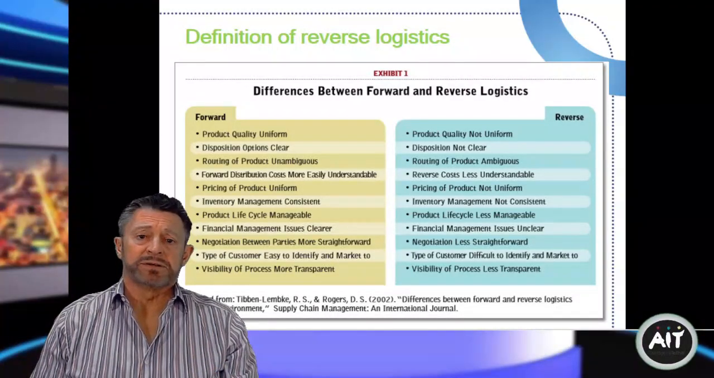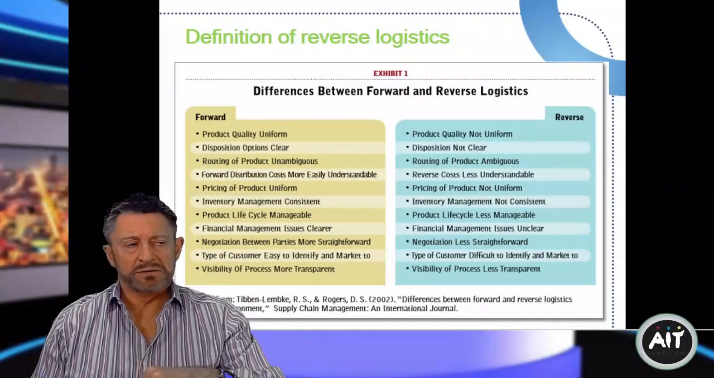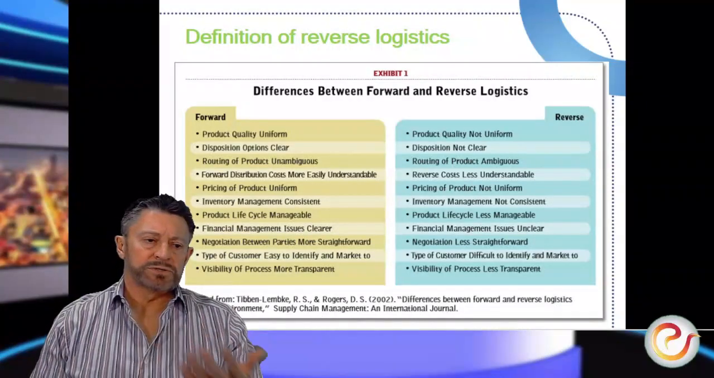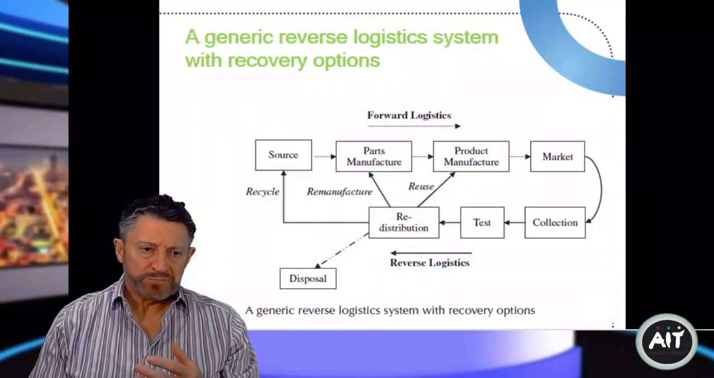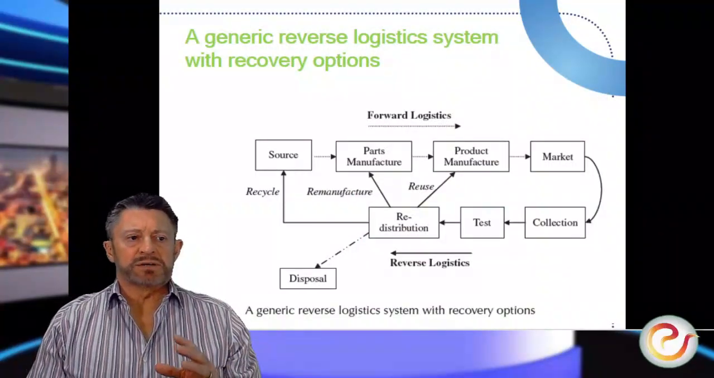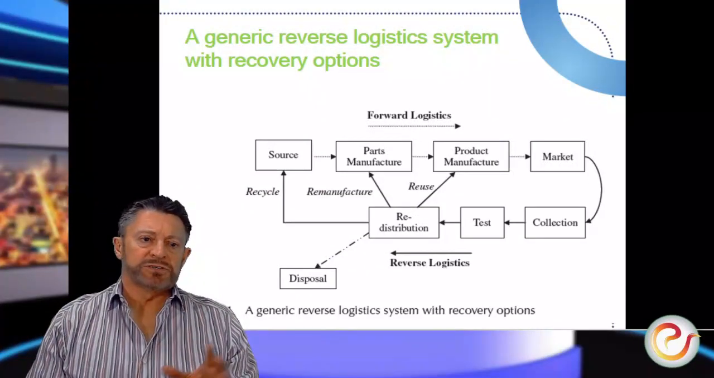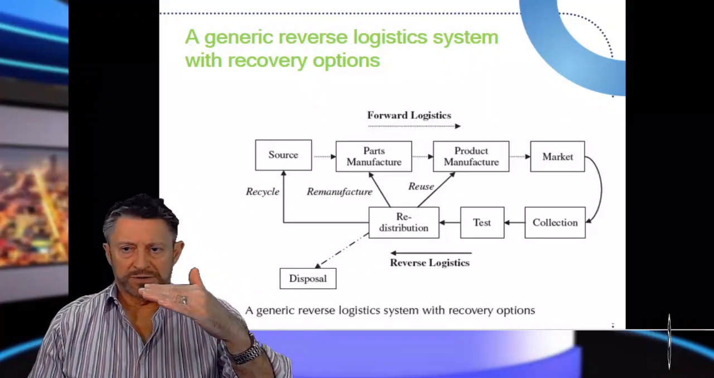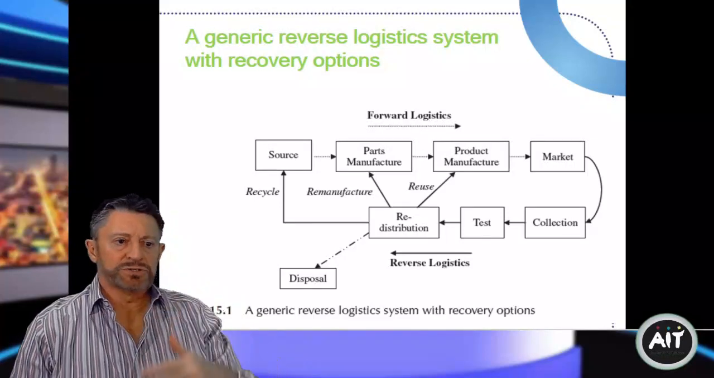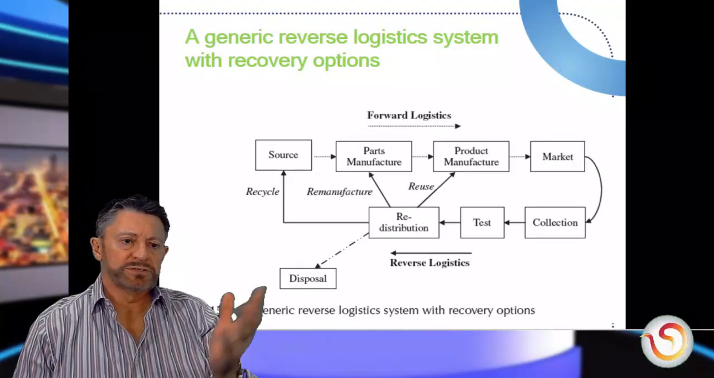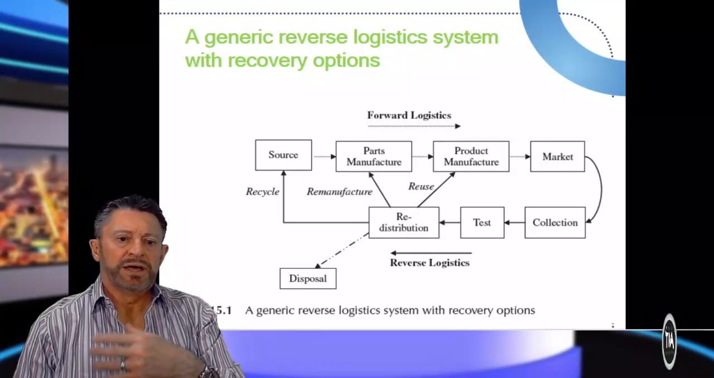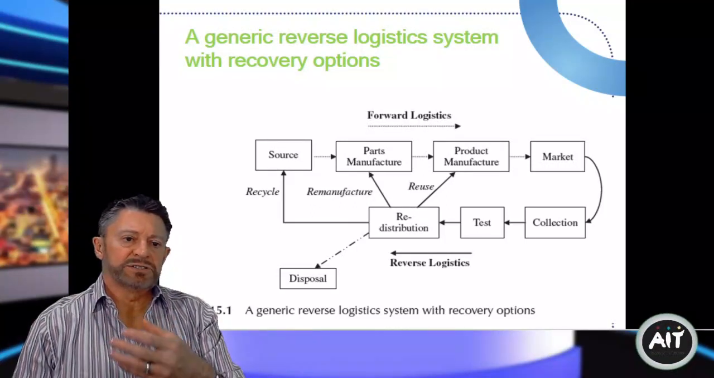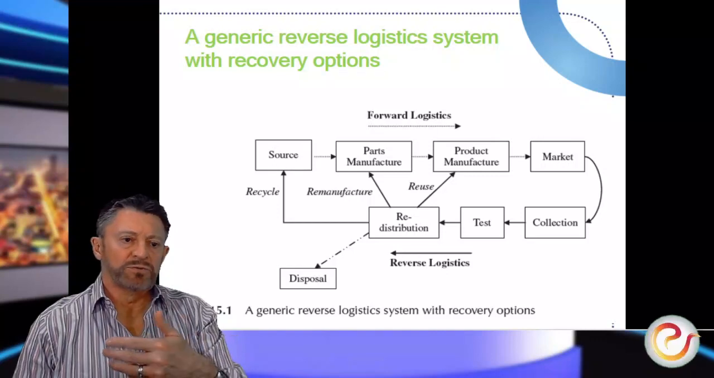Well, that will depend on your customers, which we'll look at later tonight when we're talking about order management and customer service. So again, just coming back to looking at the generic reverse logistics process, we have the traditional forward logistics process up above. You have the source of the raw materials, parts manufacturer, product manufacturer, out to market, and then to a customer. Collection, test, and redistribution then form the reverse side of things.